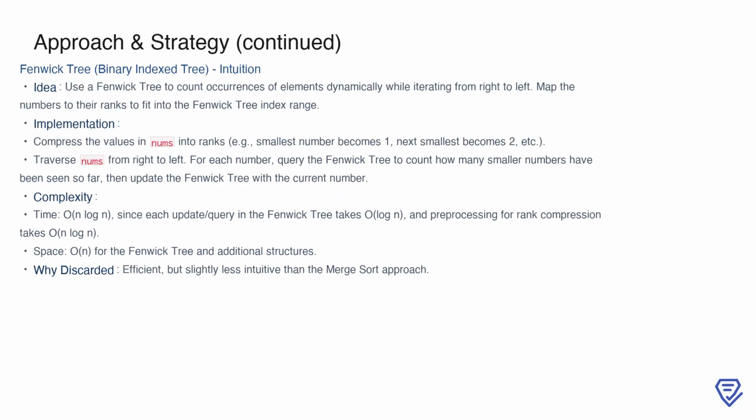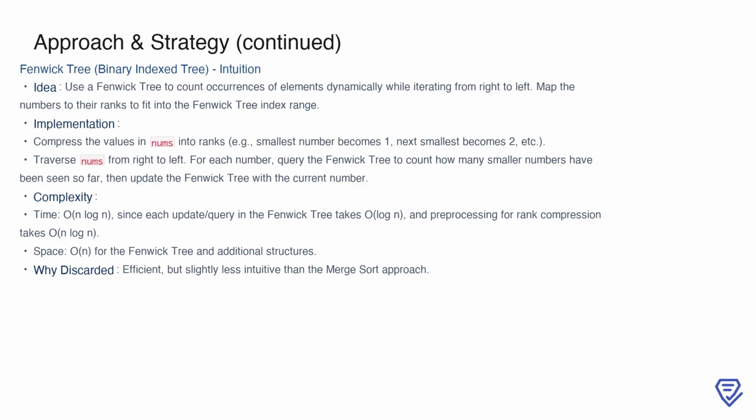The Fenwick tree, also known as a binary index tree, provides another efficient solution. This approach involves mapping the numbers in the array to their ranks, which compresses the values into a manageable range suitable for the Fenwick tree. By iterating from right to left and querying the tree, we can quickly count how many smaller numbers have been encountered. After querying, we update the tree to include the current number.